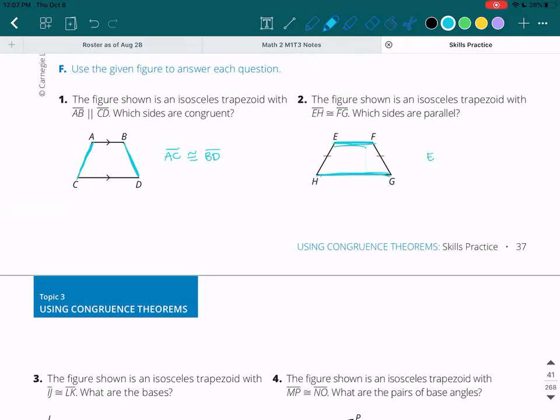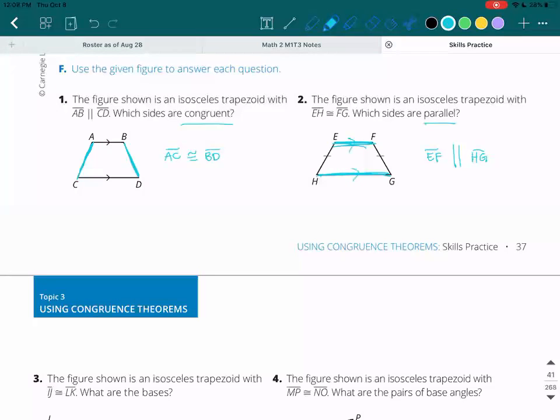Is it EF and HG? Yeah, EF. Oops, not congruent. Is parallel to HG. Yeah. So this one is just like the reverse of the one that we just did. This one's asking which ones are parallel. The first one was asking which ones are congruent.